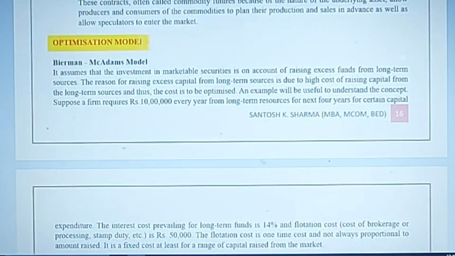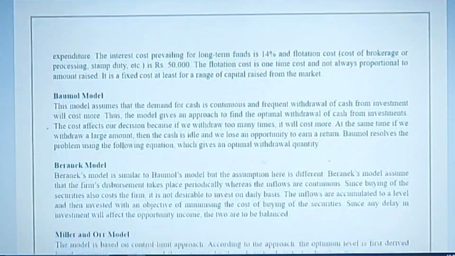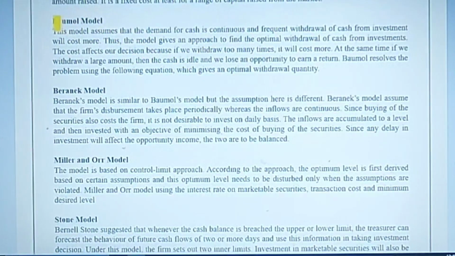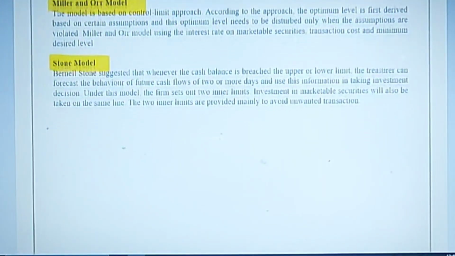The next question, optimization models, how to optimize this investment. So there are different models, like the Mac Adams and Bedman model. This is very popular. You can get it in the short note. These are the different models. The Baumol model is there. Then we have the Beranek model, the Miller and Orr model. This is also a very popular one.